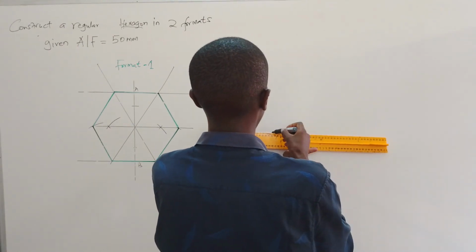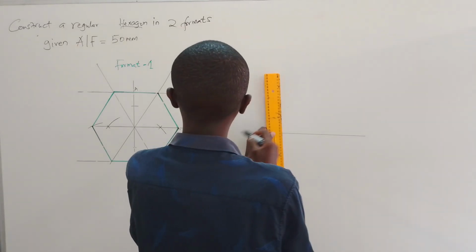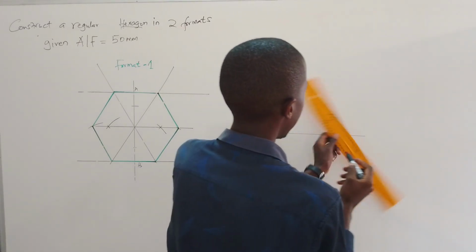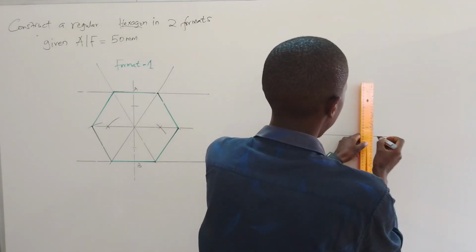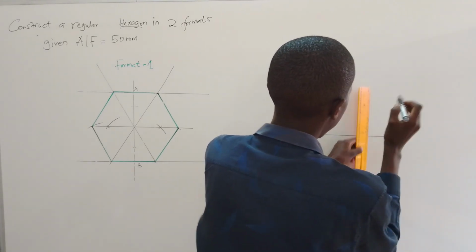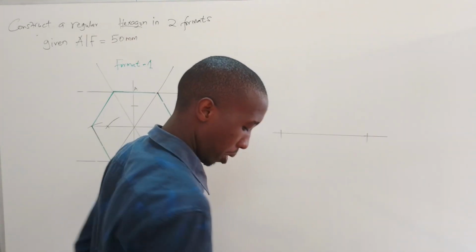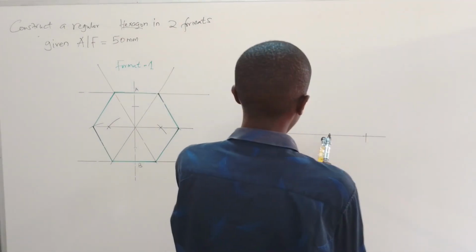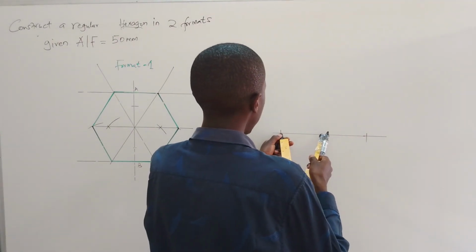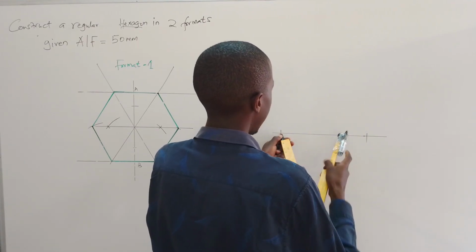So I will mark a horizontal line here, and then I will mark this one. Then I will measure my measurement. That is AF 50. So I will measure 50. So I have my points. So I will have to acquire the center. Let me have this center.